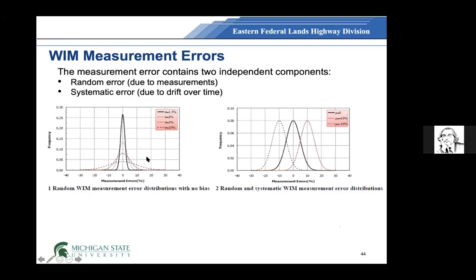If you see that, this is the random error. If you have the same mean but different random errors, and this is the bias. If your bias is changing, your distribution is going to shift either to the left or right.